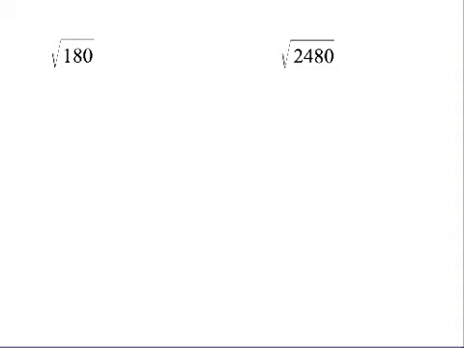Okay, 180. Let's put in 9 times what? 20. 9 times 20, and so the square root of 9 is 3, times the square root of 20. But what about 20? 20 is not a perfect square, but it's got a perfect square in it. 5 and 4. It's 4.